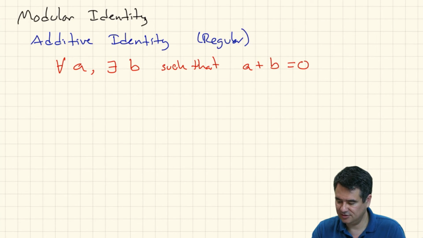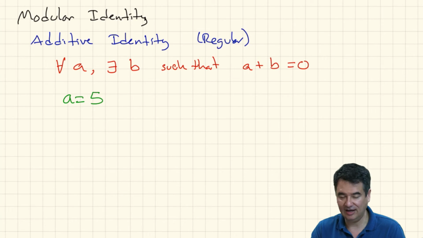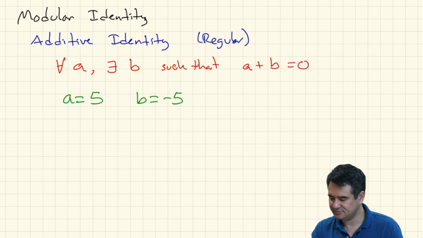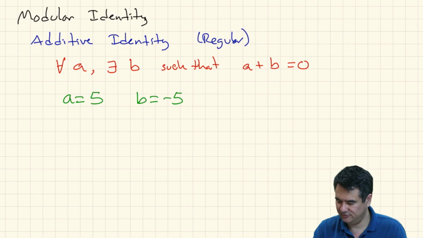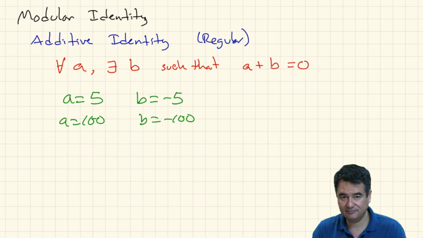Okay, let's try it out. So let's choose a is equal to 5. So for what value of b is there so that when you add it to a, you'll end up with 0? Well, obviously the answer is -5. And if we choose a equals 100, then b is equal to -100. Okay, so one way to put it is that b is equal to -a. That's pretty easy.